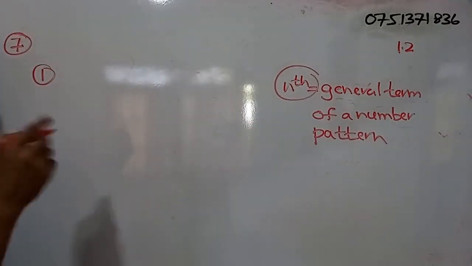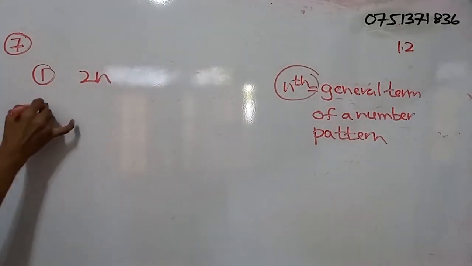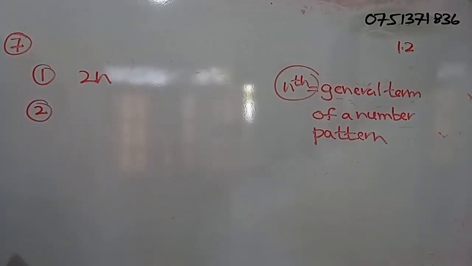So what is the nth term? 2n, no? Right. Part 2. What are they asking? The smallest value of n is 1. What is the largest value?